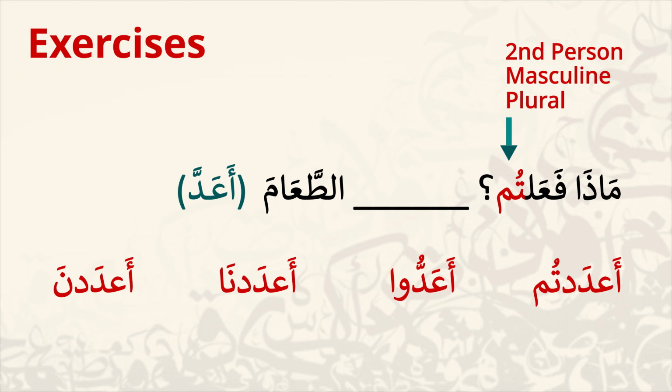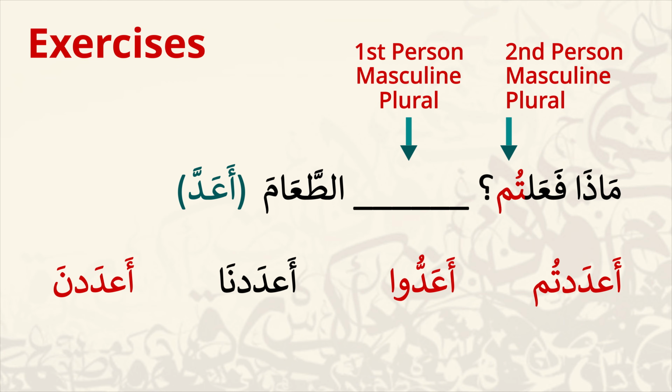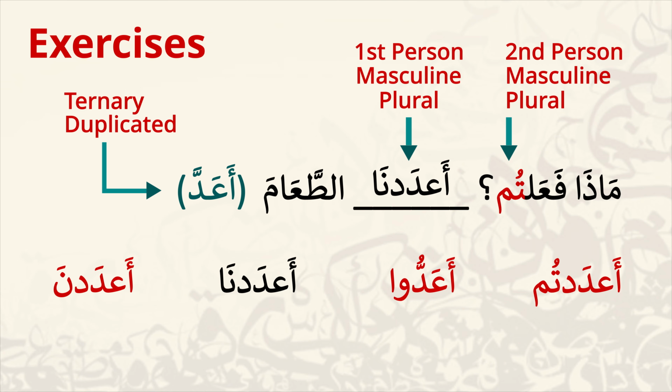Will the answer be also a second person? Of course not, because the person will change here from second person to first person. متكلم. So the correct answer will be أعددنا الطعام. We prepared the food. And take note here, this verb is a ternary duplicated, مضاعف ثلاثي, and here the duplication will be untied as the added pronoun is a vowel.